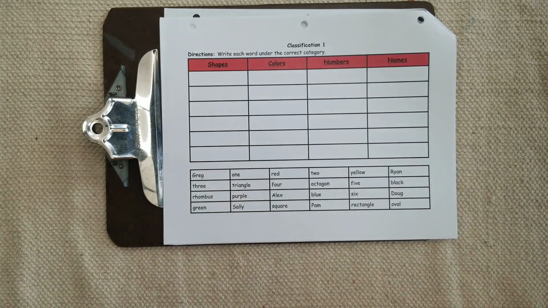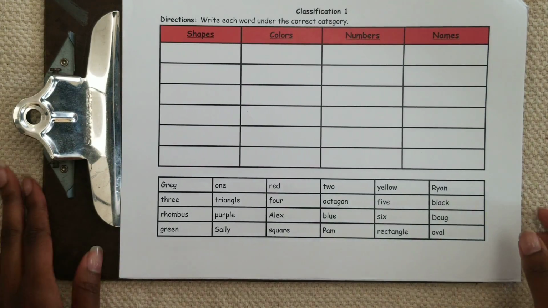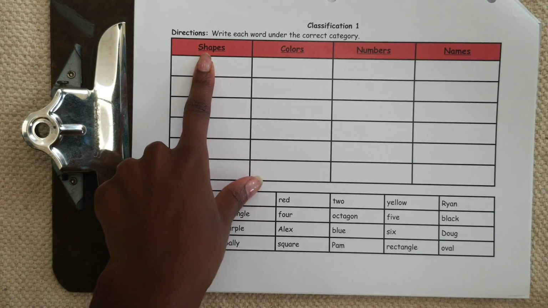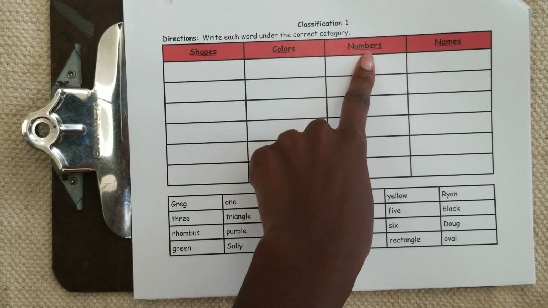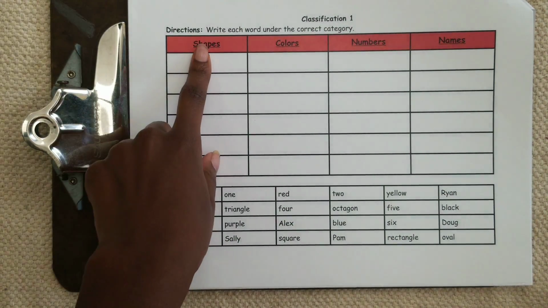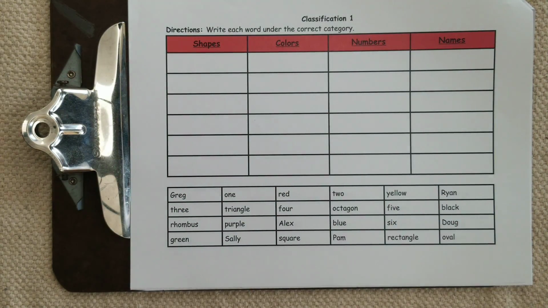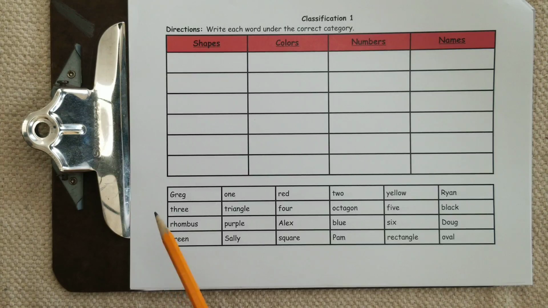So if you look at the columns, it says shapes, colors, numbers, and names. Shapes, colors, numbers, names. So the directions say write each word under the correct category. You can look and go by each box, or if you say, I know my shapes, the name of my shapes, I can find the shapes and write them, okay?